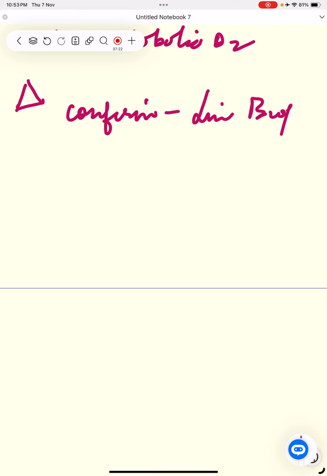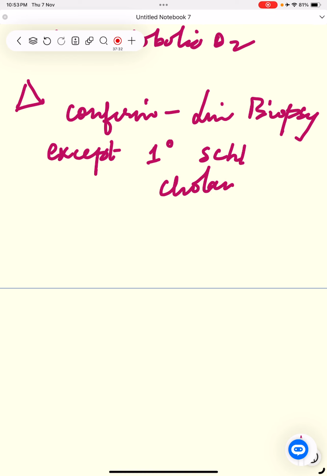Now for the diagnosis, if you really want to confirm it, then you have to go for liver biopsy, except if in case you are suspecting primary sclerosing cholangitis, then liver biopsy is ruled out.